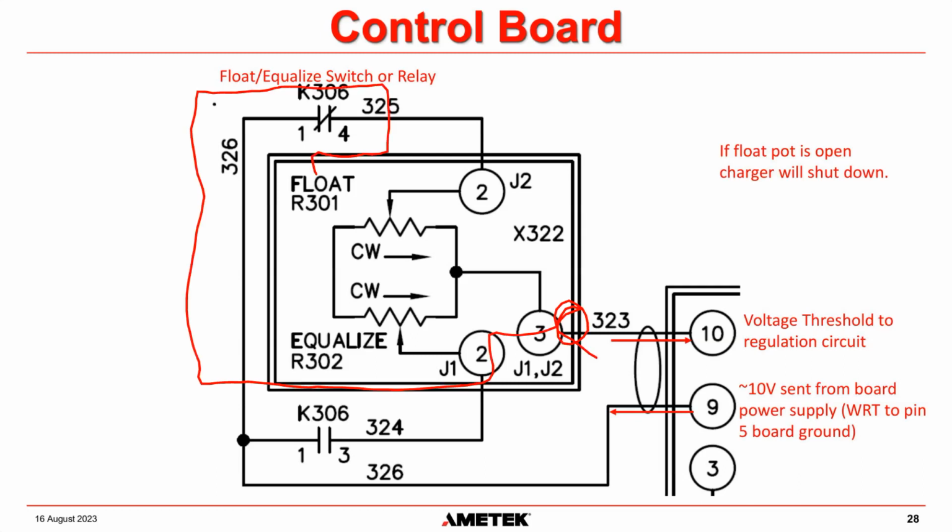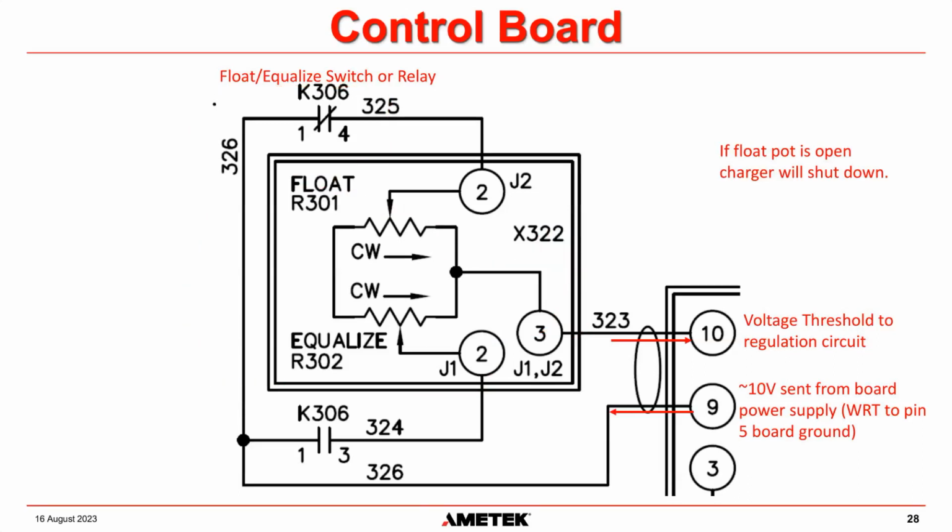So there is our float pot there. Clockwise increases the voltage, counterclockwise decreases the voltage. And then whatever that voltage is set at, it will drop some amount of voltage, and then that set point will go into pin 10, which is our voltage threshold to the regulation circuit. So as that goes up or down, that adjusts the output of the system up or down.